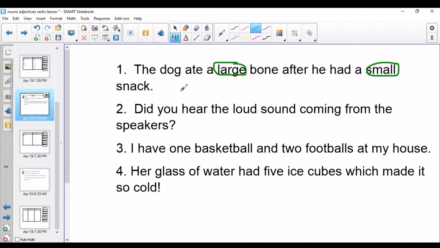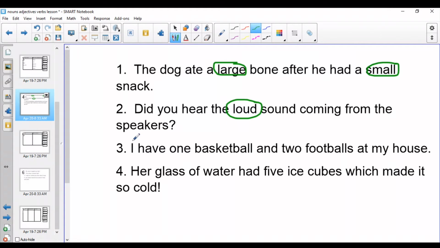Great job. Let's take a look at number 2. Number 2 says, did you hear the loud sound coming from the speakers? Which words are adjectives? The word loud is an adjective. It is a describing word. It is telling you how it sounds.